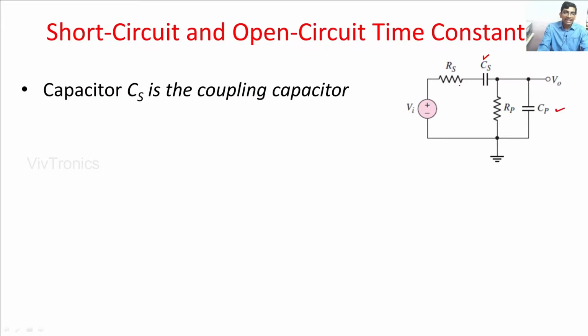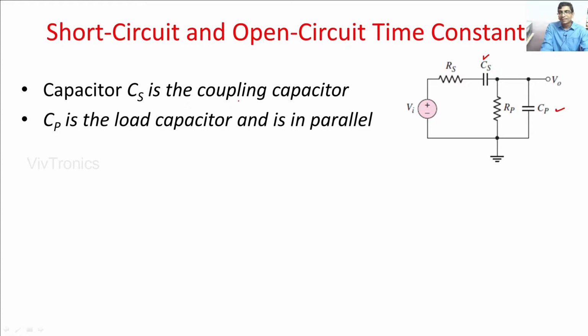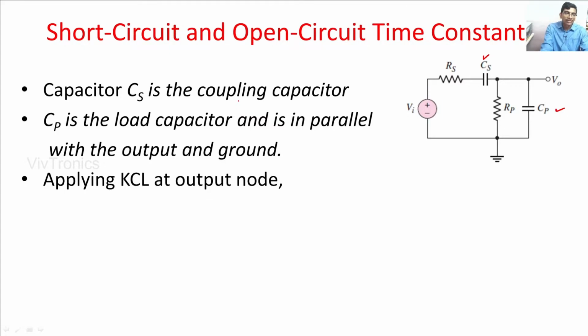Here the CS capacitor is the coupling capacitor and the CP capacitor is a load capacitance, which is in parallel with the RP resistance with respect to the ground. At this node A, we are going to apply the KCL in order to get the transfer function of this circuit. We are assuming it is a part of our amplifier circuit, so that we can get the transfer function and apply it in our complex analysis.